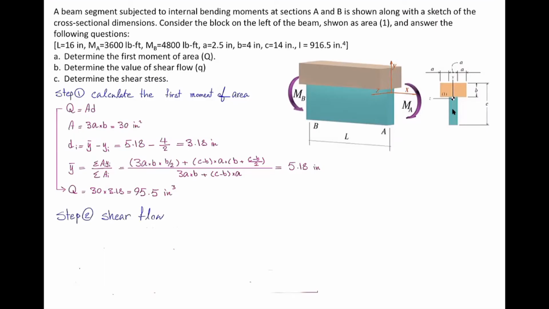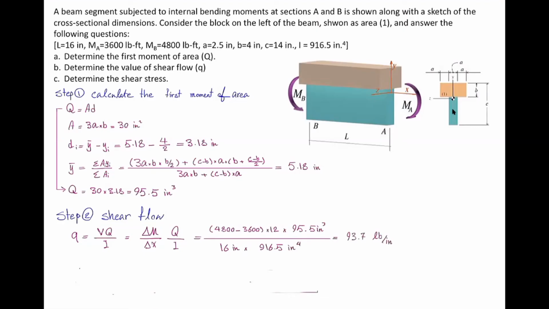Okay. Now we get to the second part. How can I calculate the shear flow for this problem? In order to calculate the shear flow, we're going to use the same equation as we had before. q is VQ over I, or delta M divided by delta X multiplied by Q divided by I. So delta M is the same as the previous case, and Q is now 3 times higher, delta X is the same, I is the same. It means that shear flow is going to be 3 times higher than the previous case.